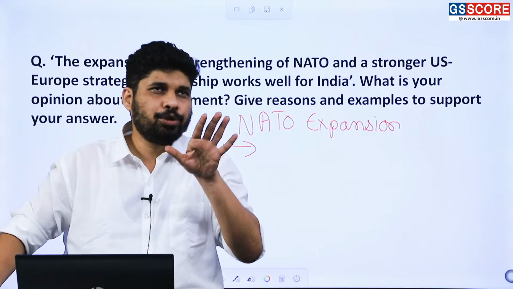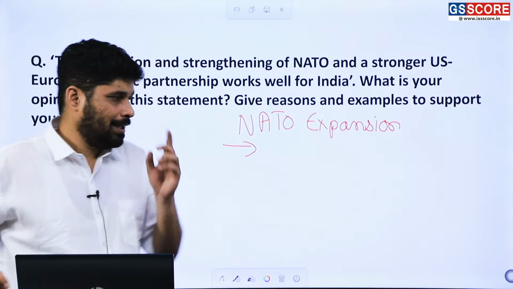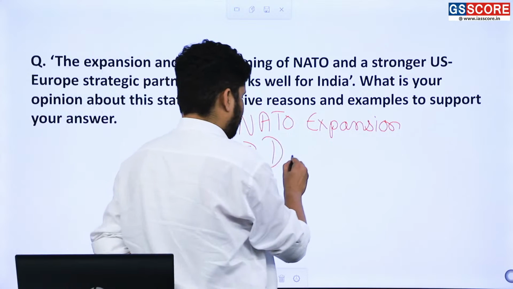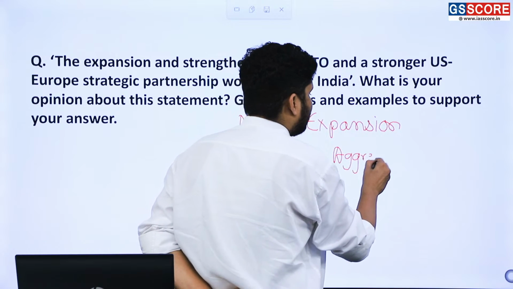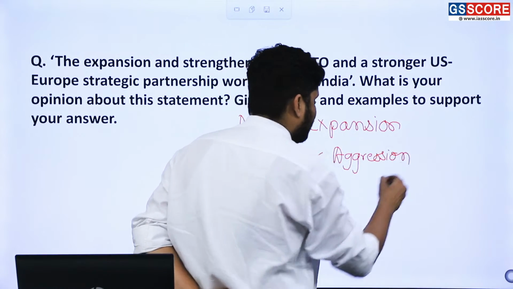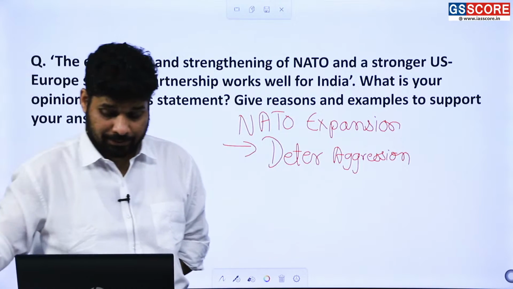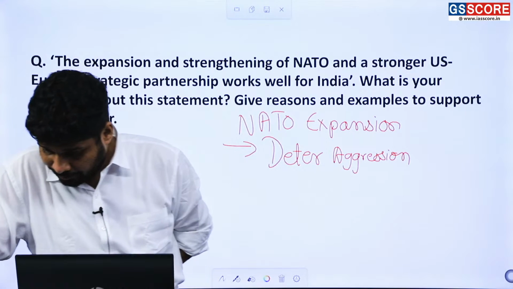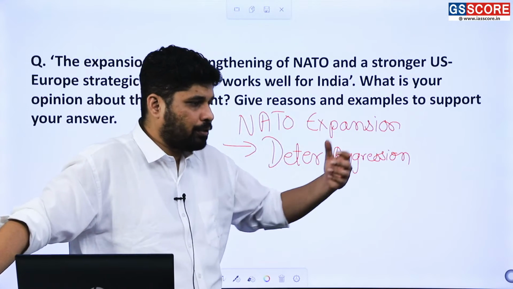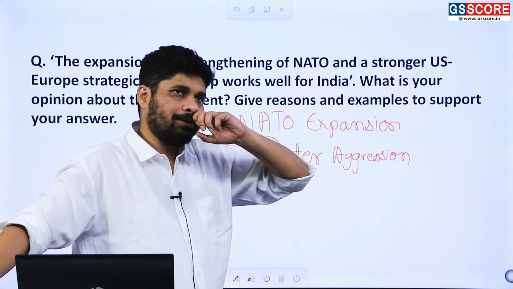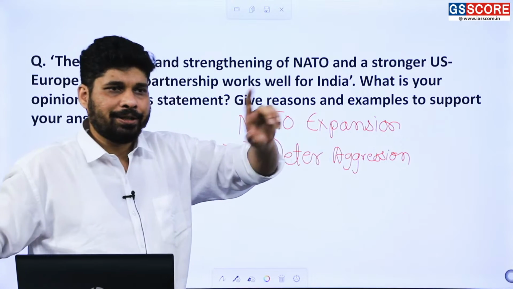expansion in Europe or in other parts of the world, what it will do is it will deter aggression, which is better for world peace and something which even India agrees or sides with. It does not in any way mean that NATO in a way was successful in deterring Russia from getting into a war.